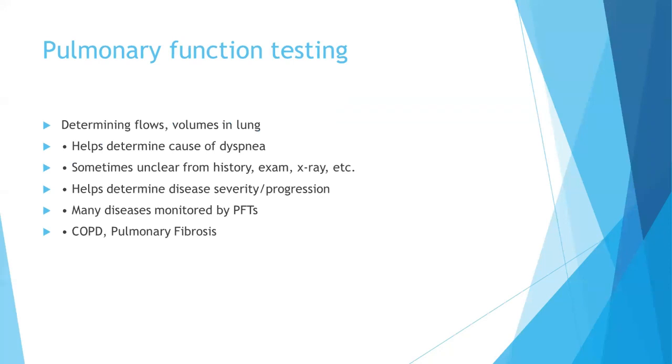So pulmonary function testing determines the flows and volumes in the lung. It helps to determine the cause of dyspnea, which is sometimes unclear from the history, examination, X-ray, and other tests. It helps to determine the disease severity and progression, and many diseases are monitored by PFTs for their progression, severity and improvement. For example, in case of COPD and pulmonary fibrosis. COPD is a case of obstructive cause, pulmonary fibrosis is a case of restrictive cause.